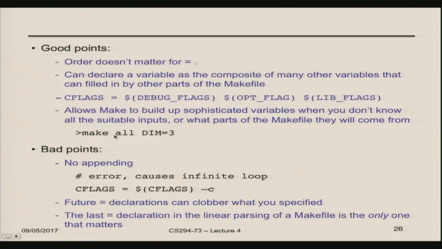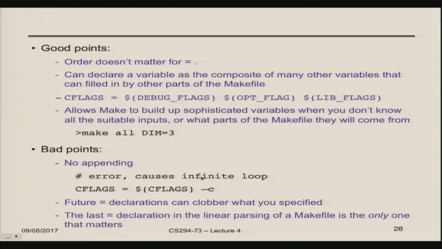And then finally, make also allows you to override everything else. So you may have dim equal 3 set somewhere in your make file and use it in the compile line. But then if you want dim equal 2, you can actually override variables in the make file by saying, okay, when you invoke make, whatever you've defined for dim, replace it with 3.